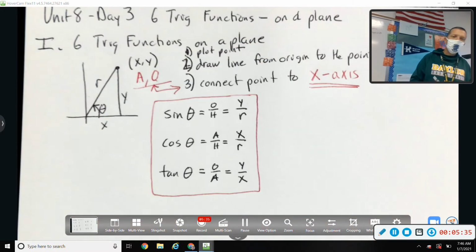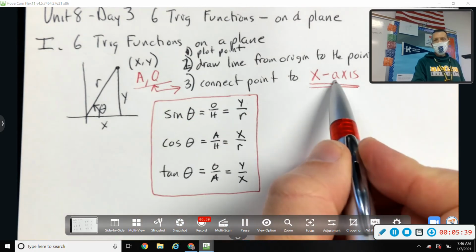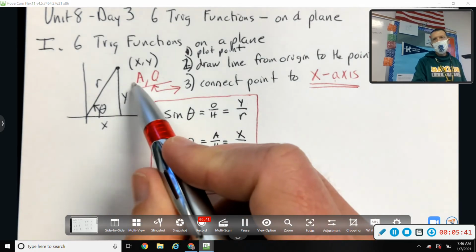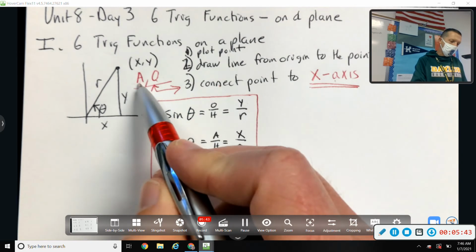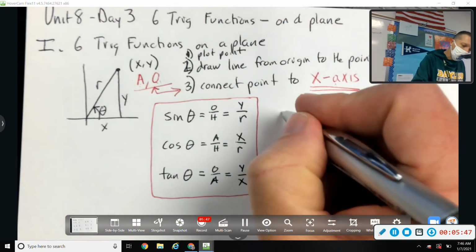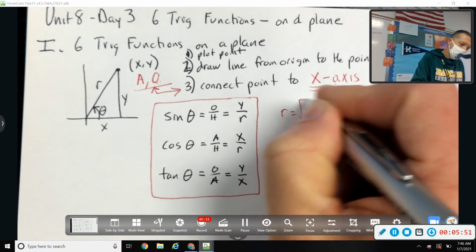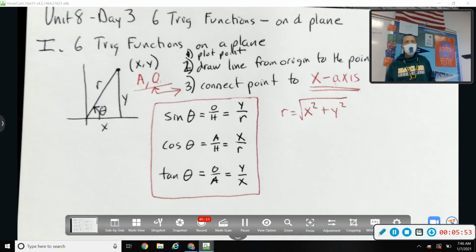I don't know if it's like a chicken and egg situation. These two things go together. If you don't connect it to the x-axis, then these are backwards. So x always goes with a, y always goes with o. And then obviously r is the square root of x squared plus y squared. Pythagorean Theorem.